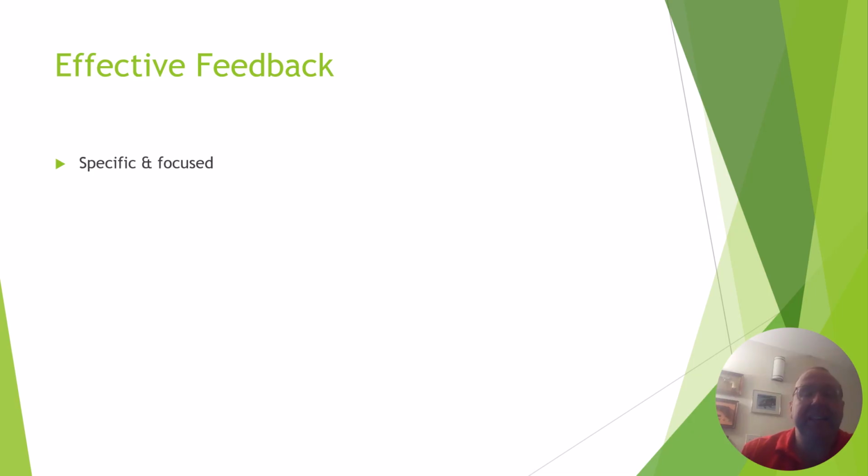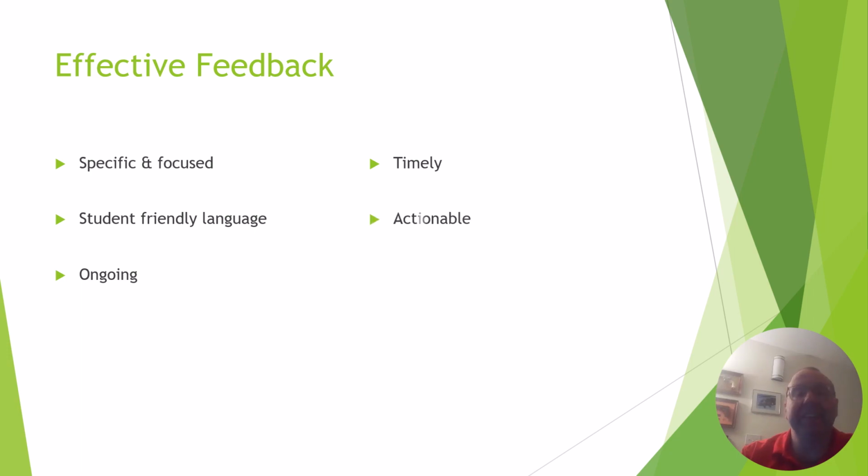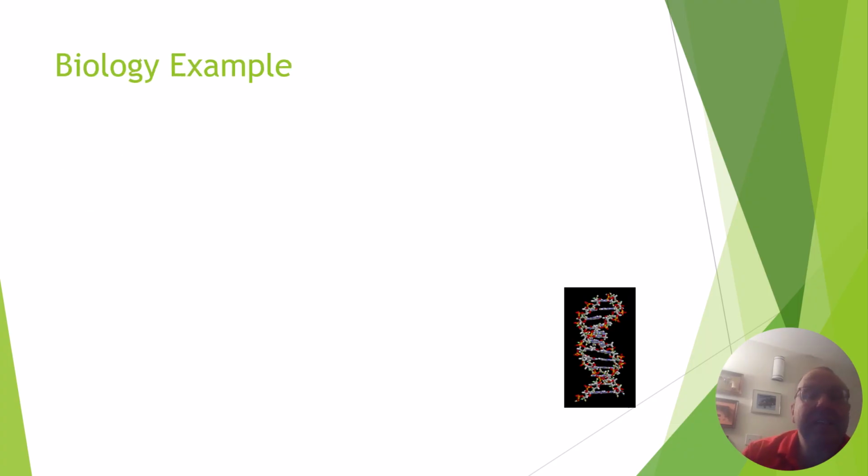Effective feedback is specific. Use student-friendly language. Is ongoing. Is timely. Like if they have a major exam that's going to be graded, make sure they get the feedback before that. Otherwise, the horse will escape from the barn. Okay. And what action the students need to take.